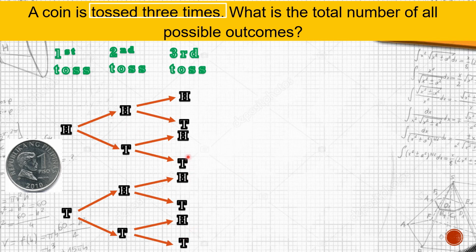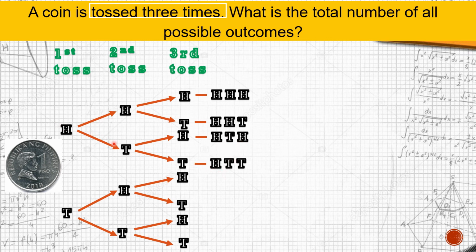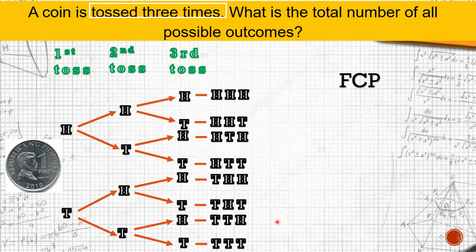So, ibig sabihin, yung unang possible outcome natin is head, head, head. Head yung first toss, second toss is another head, and third toss is head ulit. Or head, head, tail. Ang pinagkaiba lang, yung third toss ay naging tail na. Or head, tail, head. Next, head, tail, tail. Next, tail, head, head. Next, tail, head, tail. Next, tail, tail, head. And the last is tail, tail, tail. So, over and all, we have 8 possible outcomes.